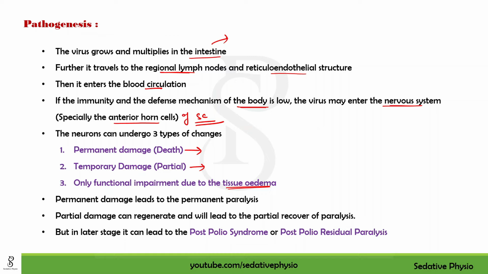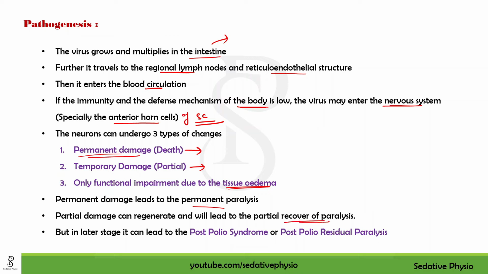Now, permanent damage can lead to permanent paralysis. If there is permanent damage in the neurons of the patient, it will lead to permanent paralysis because there is no chance of recovery. Again, this is because there is the permanent damage, the death of the neurons inside the nervous system, especially in the anterior horn cells of the spinal cord. Now, if there is partial damage, it can regenerate and will lead to partial recovery of paralysis.